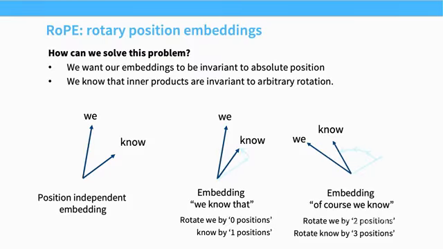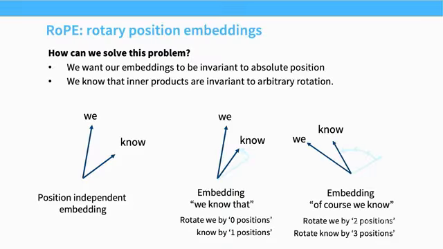So, just as a simple example, let's say we have the sentence, "we know that," right? "We" appears at position 0, so I'm not going to touch that at all. I'm just going to keep that where it is. The word "no" is at position 1, so I'm going to rotate it by some angle, right?